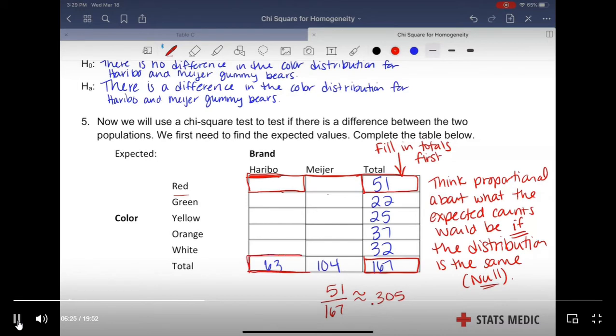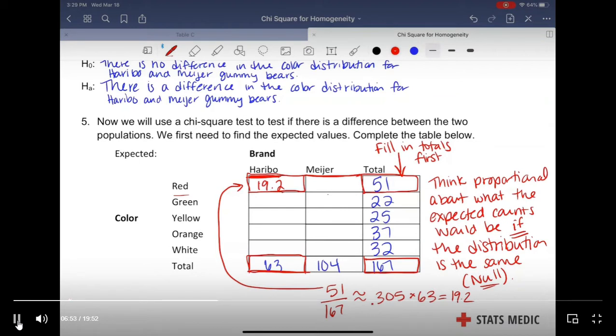So I'm going to look down here. If I had 63 Haribo gummy bears, and about 30.5% of them should be red, I multiply that by 63, and I get about 19.2. And I'm going to draw an arrow up here so I remember where all this came from. So 19.2 is how many I am expecting to get of the red Haribo.